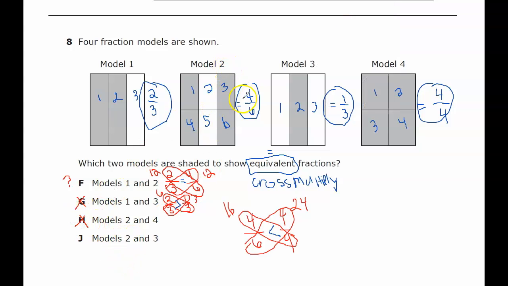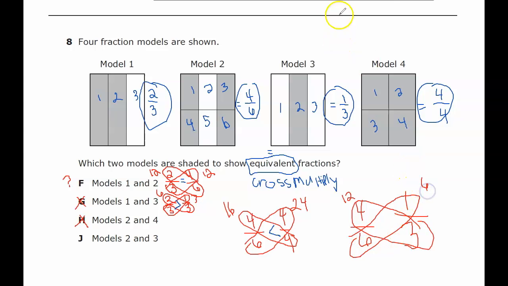Now I have model 2, which is 4/6, and model 3, which is 1/3. So I have 4/6 and 1/3, and again, we're just cross multiplying all of our answer choices to see which one is true. So here I have 4 times 3, which is 12, and here I have 6 times 1, which is 6. So my two numbers are 12 and 6, and I know 12 is bigger than 6.